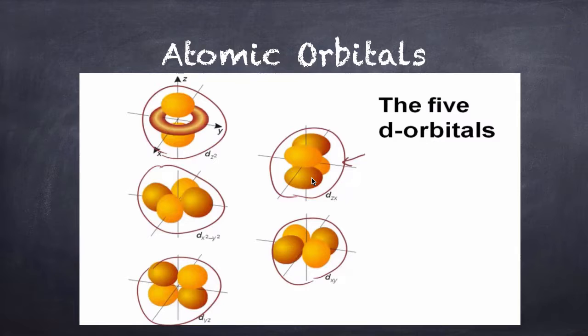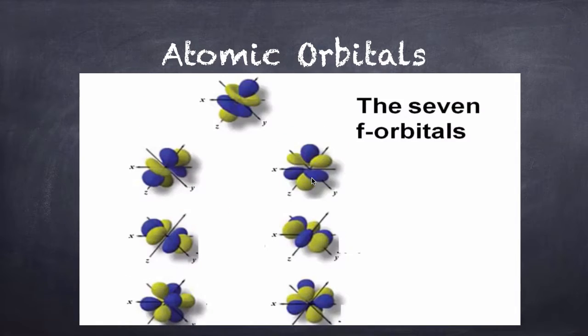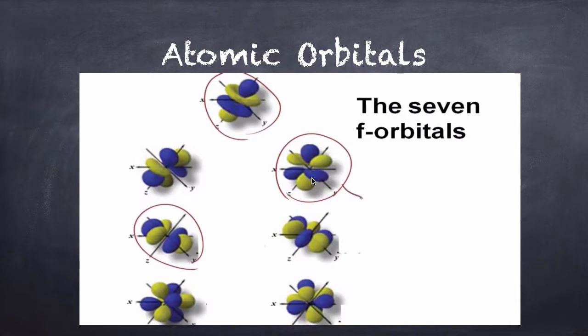So that outer boundary, that surface that we're looking at, that surface plus all the space inside of it constitutes the 90% area where we're going to find an electron in a d orbital. And then there's one more, the f orbitals, and there are 7 of them. Again, each one of these is a single orbital, and each one of them can have a maximum of 2 electrons.